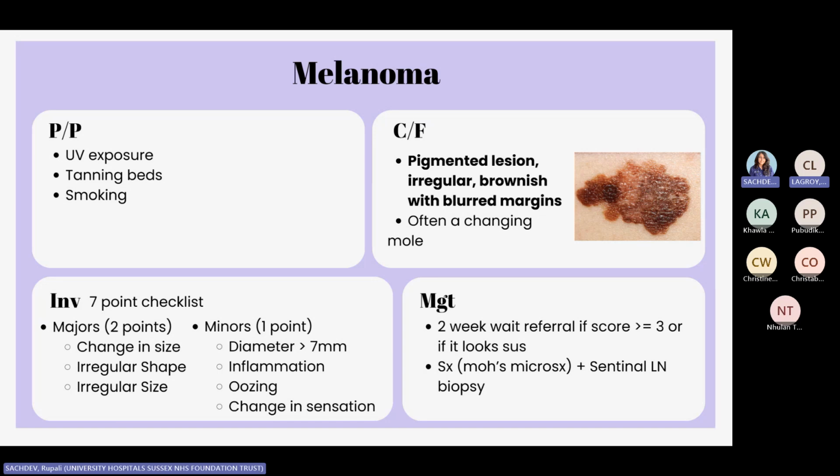Melanoma, which is the nasty, nasty skin cancer that you don't want. The pathophysiology, again, is related to UV exposure. People who use tanning beds a lot, and smoking is a risk factor as well. The way it presents is a pigmented lesion, which is quite irregular. It's going to be brownish, like a mole, and it's going to have very blurred margins.